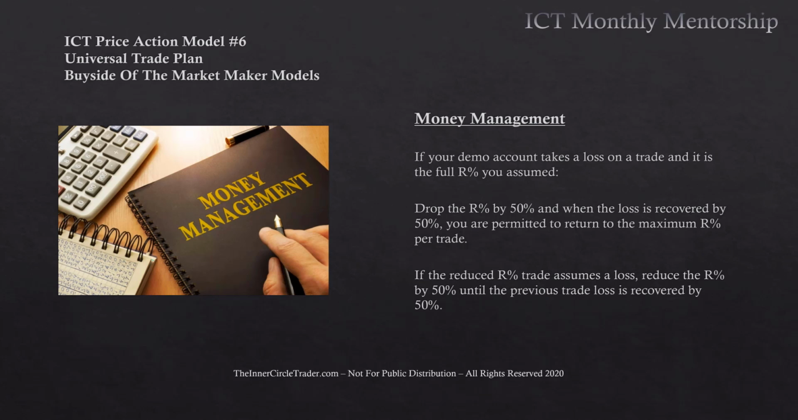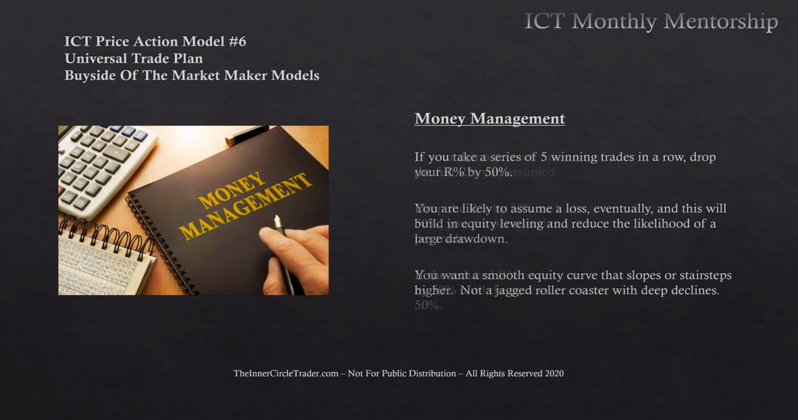If you reduce the R% on a trade and it assumes a loss as well, you reduce the R% by 50% again until the previous trade loss is recovered by 50%. If you take a series of 5 winning trades in a row, drop your R% by 50%. You're likely to assume a loss eventually, and this will build in equity leveling and reduce the likelihood of a large drawdown. You want a smooth equity curve that slopes or stair steps higher, not a jagged roller coaster with deep declines.